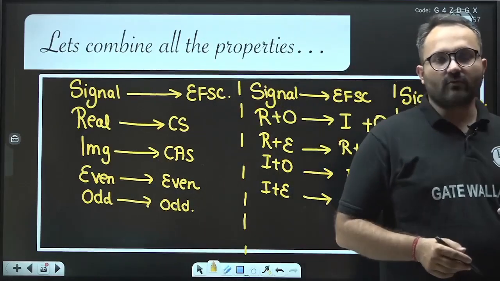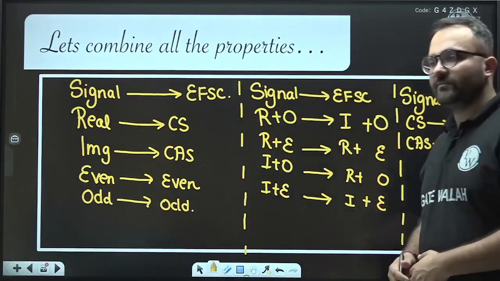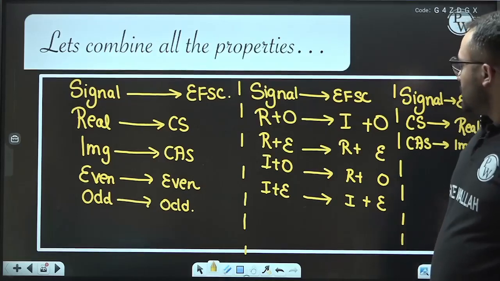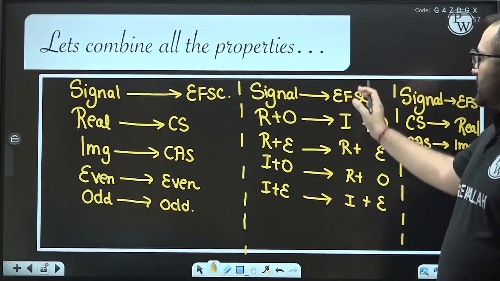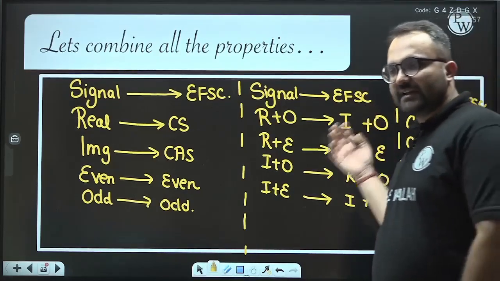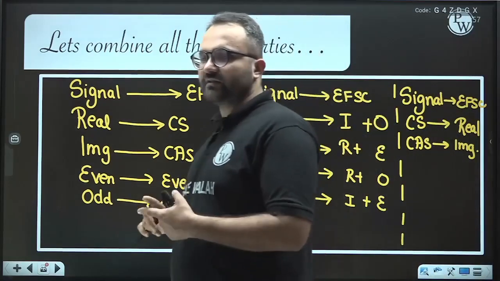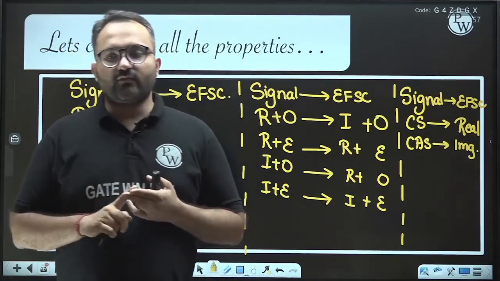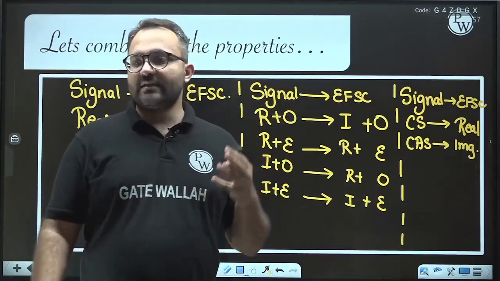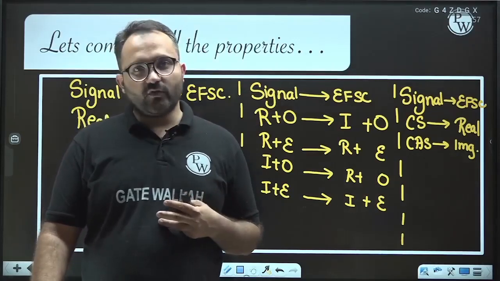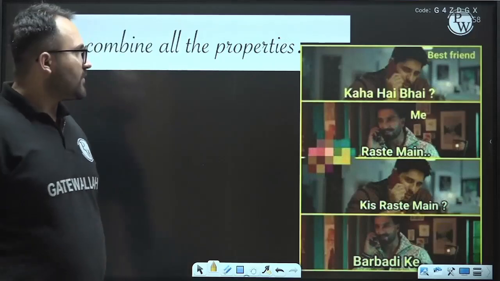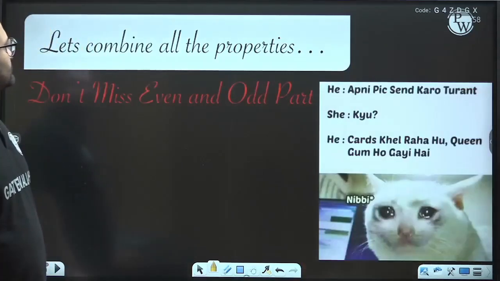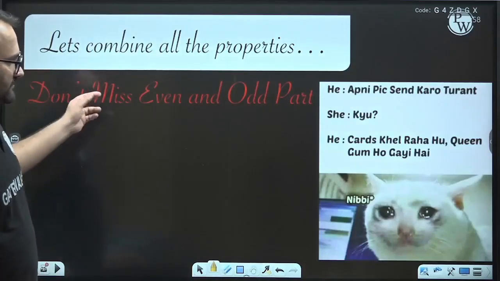We will be solving some questions based on these properties. I hope these properties are clear to all of you. You have to remember them because exactly the same chart is followed in the continuous time Fourier transform, the discrete time Fourier series, the discrete time Fourier transform, and DFT and FFT also. So we have combined all the properties.